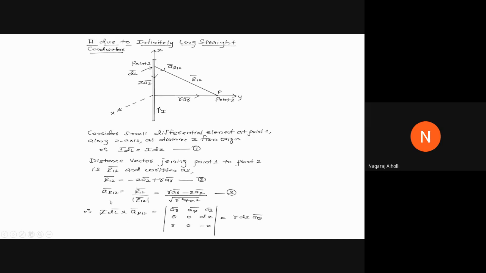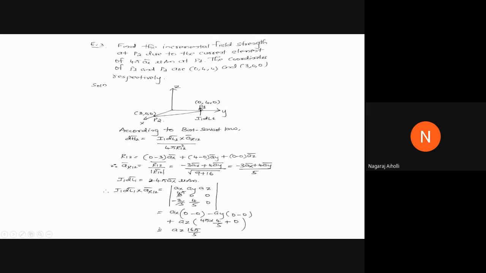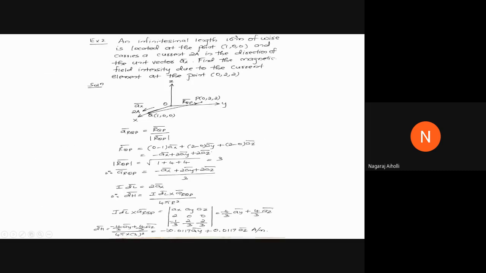Next we have to find the cross product of DL cross AR12 bar. The reason for finding the cross product is, if we look back at the Biot-Savart law we discussed in the previous classes, it is given by DH2 bar equal to I1 DL1 bar cross AR12 bar divided by 4 pi R12 square. This is the equation for the magnetic field intensity. Hence, I am finding DL cross the unit vector AR12.